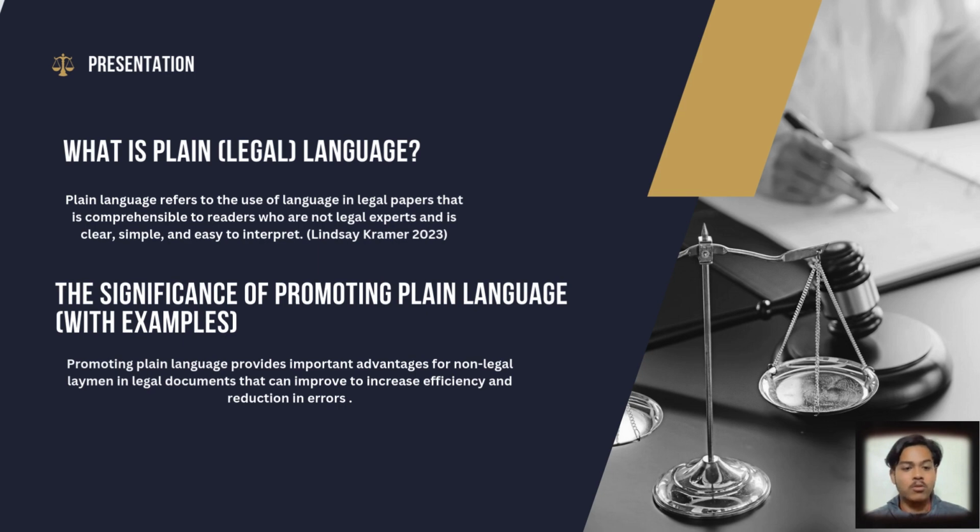Plain legal language refers to the use of language in a legal paper that's comprehensible to the reader who is not a legal expert. And this is clear, simple, and easy to interpret, by Linda Simmons 2023. This is done by using simple words that people can understand easily, presenting information logically, and providing explanations for definitions of any special term or concept that may be unfamiliar to the reader. This means we use easy words for the reader to understand in the legal language by using plain language.